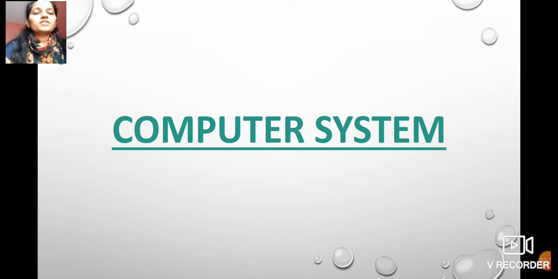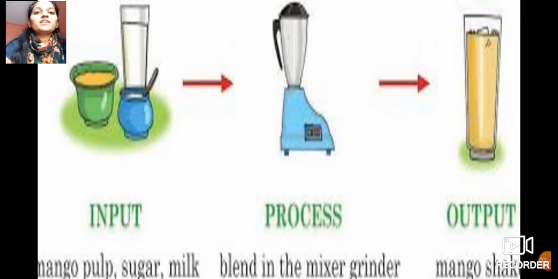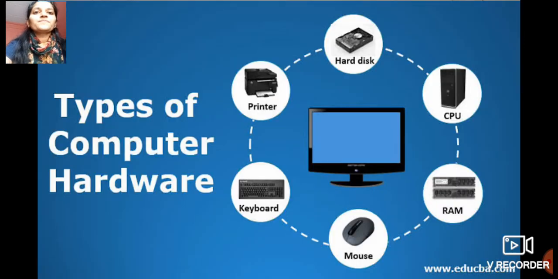So computer system, we can see, yes, we have learned about the three basic functions of the computer, that is input, process and output. So for that we have seen this one, right? We have seen the example of mango shake. The material which we need to make mango shake, that is our input, right? And then the process, that means we blend in that mixer. We have to blend that material in the mixer grinder, and then our mango shake is ready. So mango shake is our output.